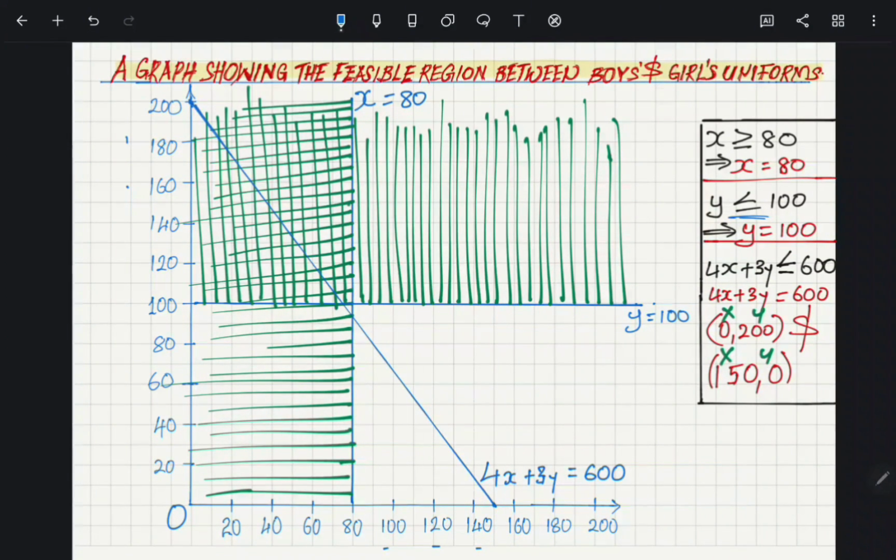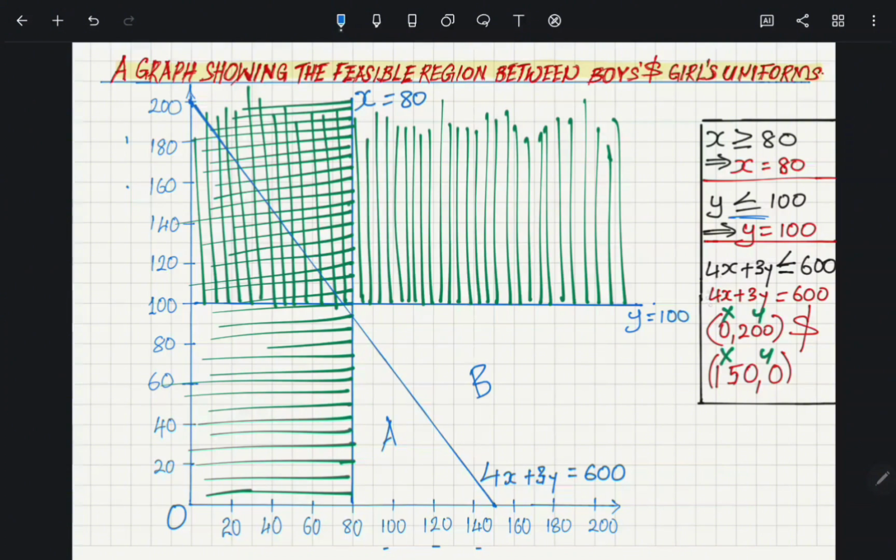So now this is our line 4x plus 3y is equal to 600. And now we again have to identify which area is facing the origin. And we can see very well here that this area, area A, is facing towards the origin. That means it is less than. And then area B of the side of this line is facing away from the origin. That means it's greater than.